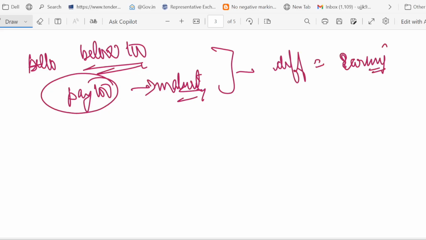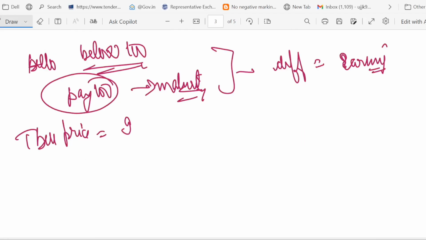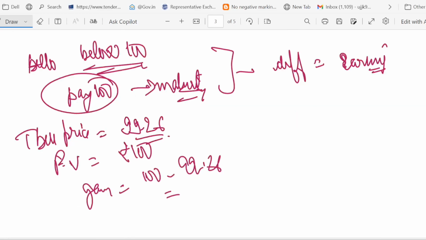Here, what is the treasury bill price? The price they have given you is 99.26, as you can see. And the face value they have given is 100 rupees. So how much is your gain? Your gain is 100 minus 99.26, which is equal to 0.74 rupees per treasury bill.